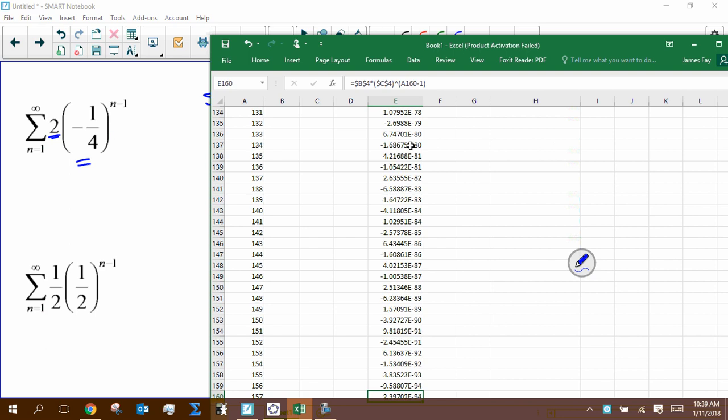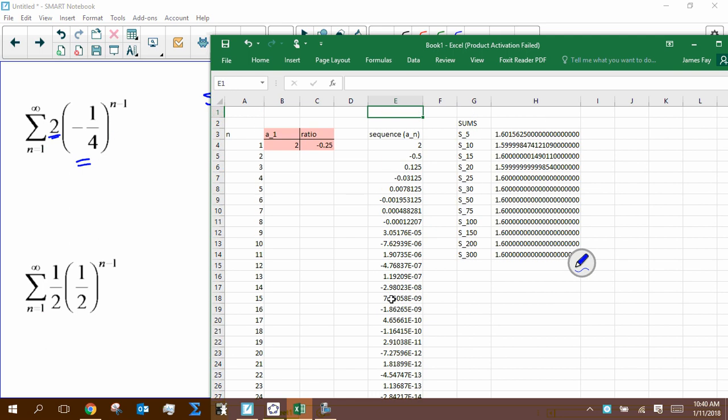So right there, where I stop, that number is the 233rd object in my list. So it allows us to create that sequence out to a very, very large n value, which we really wouldn't want to do by hand.